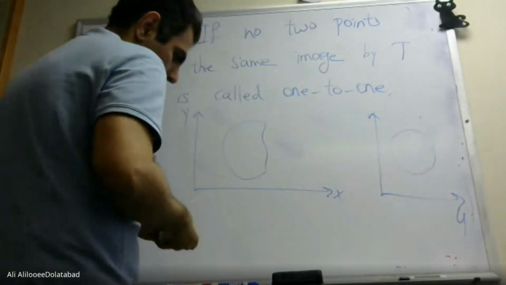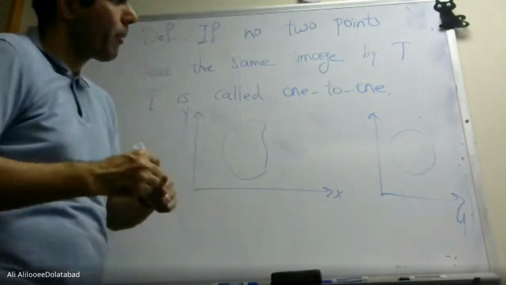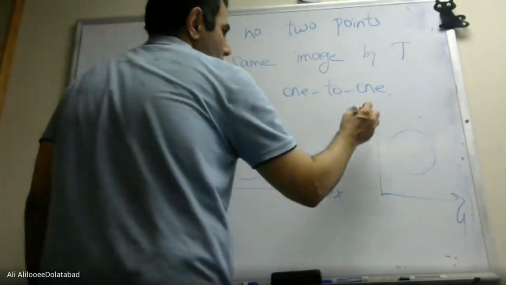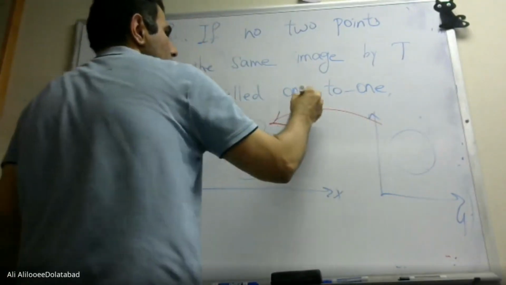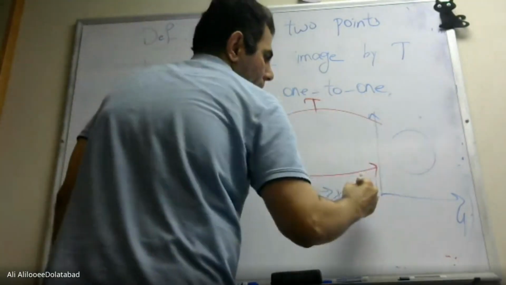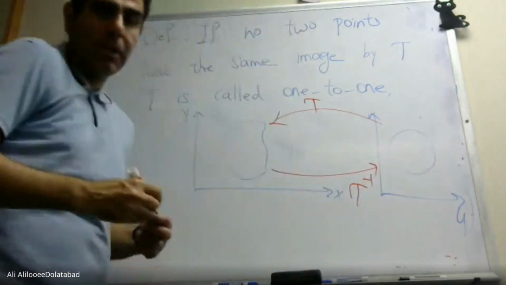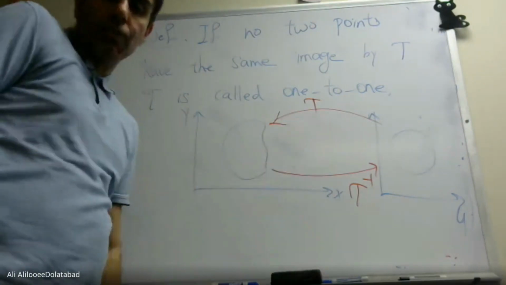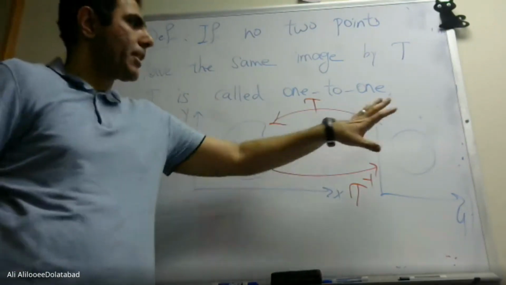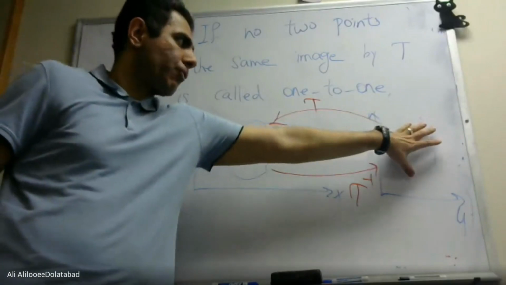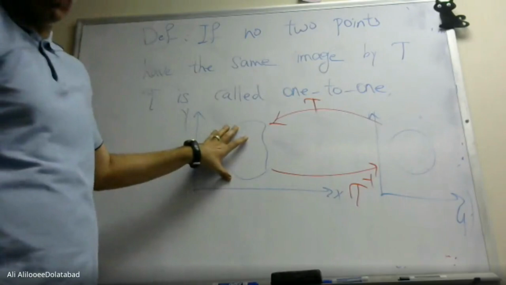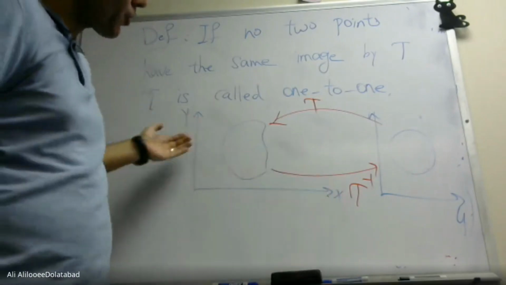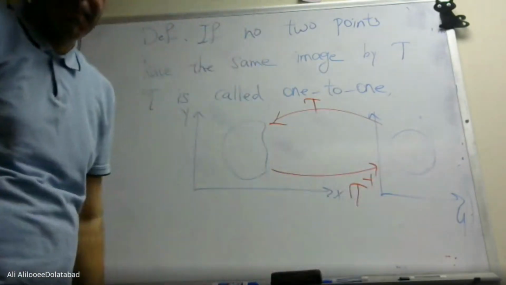Then when you have a 1-to-1 transformation, you can define the inverse of the transformation. Let's see, this is T. This guy is the inverse of T, T to the power of -1. And when you have a 1-to-1 transformation, you can have an inverse. It means that you can transform this region into this region. By using the inverse, you can come back.